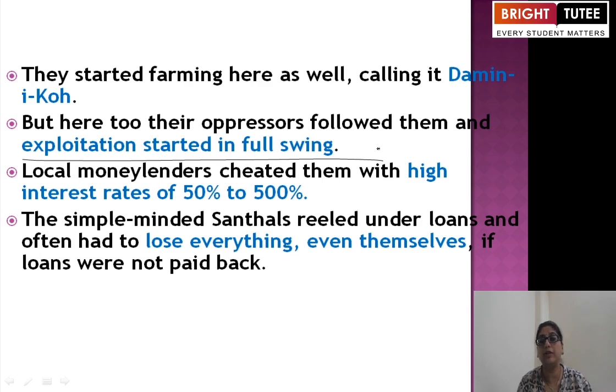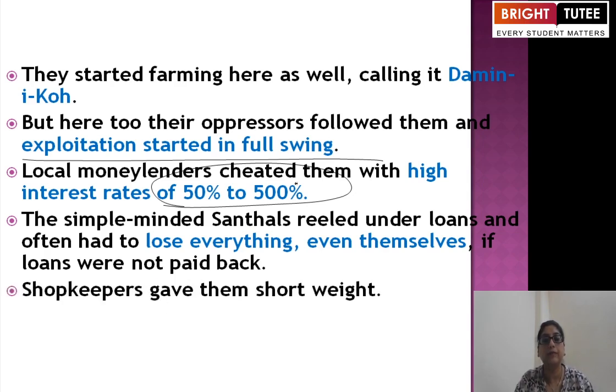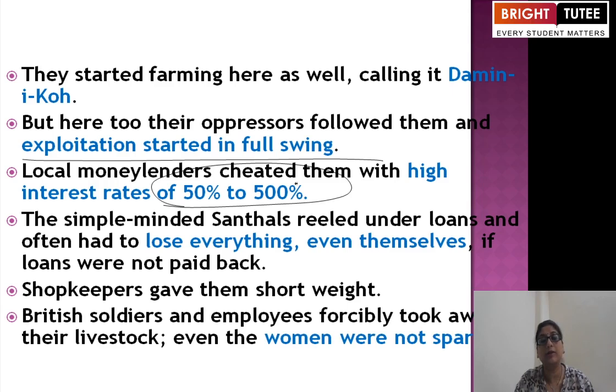Local moneylenders cheated them with high interest rates of 50 to 500%. This was exploitation. They were paying a high amount of interest. The simple-minded Santals reeled under loans and often had to lose everything, even themselves, if loans were not paid back. Shopkeepers gave them short weight. That means whenever they used to get something, it was short weighted. British soldiers and employees forcibly took away their livestock, and even the women were not spared.